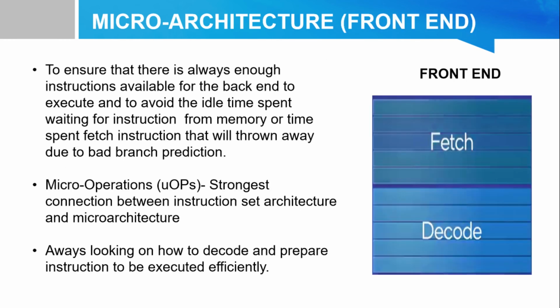Front end is composed of fetch and decode. It is to ensure that there are always enough instructions available for the back end to execute and to avoid idle time spent waiting for instruction bytes from memory or time spent fetching instructions that will be thrown away due to bad branch prediction. Micro-operations is the strongest connection between the instruction set architecture and the microarchitecture, always looking at how to decode and prepare instructions to be executed efficiently.